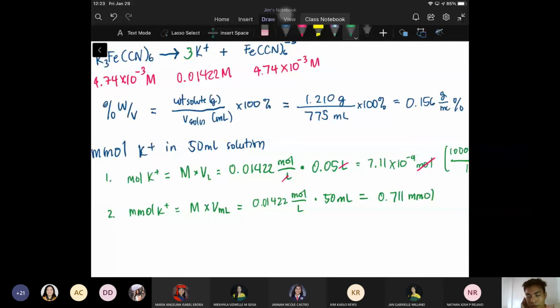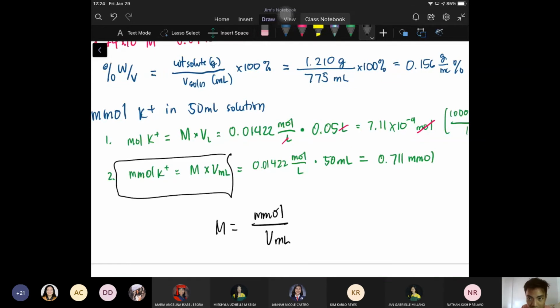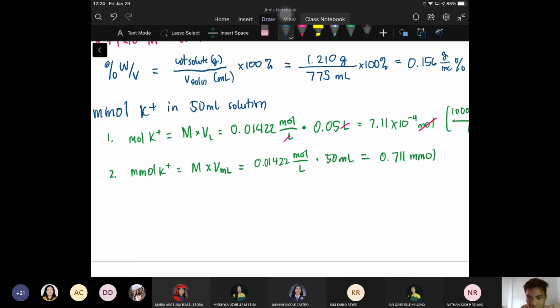Okay, so kung gusto nyo ng millimoles, you multiply the molarity by the volume in ml. Okay, so ganun lang. And also from this equation, pwede mo rin malaman na ang molarity, pwede mo yan ma-solve by millimoles divided by volume in ml. So other than mole per liter yan, pwede ring millimoles per ml. Pag dinivide mo yung dalawang yan, ang sagot ay molarity. Okay, so ganun. So yun yung mga shortcut.